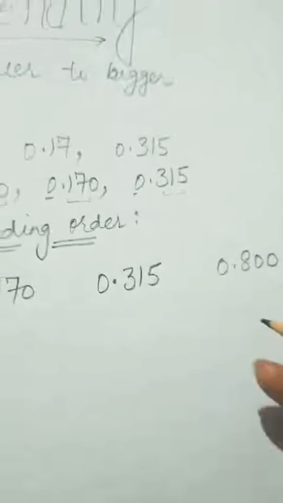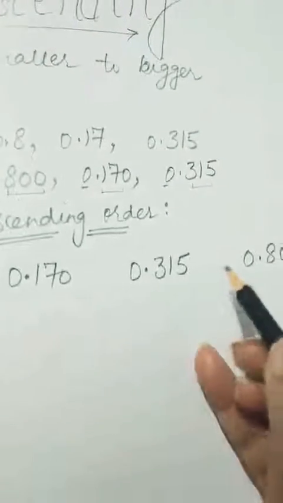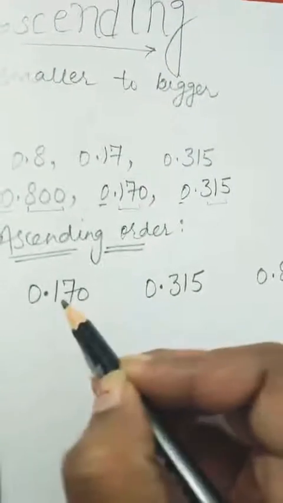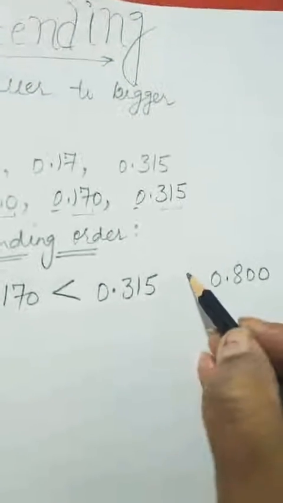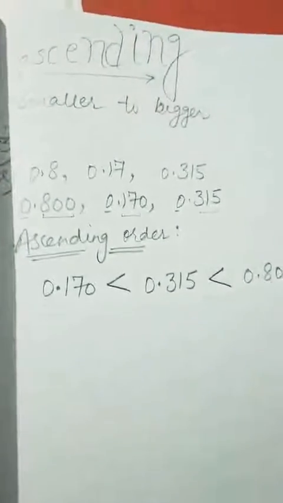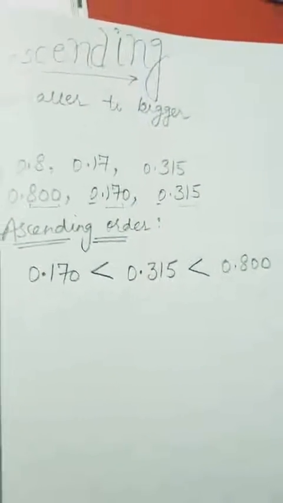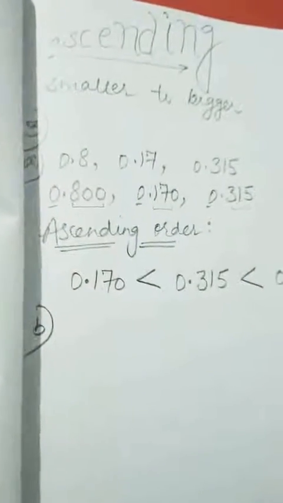this will be written. Yes friends, when you were in junior classes, then we were putting the commas, but here we have to use the symbol. This is smaller, this is bigger, so this symbol will be there, and after that this symbol will be used. In ascending order and descending order, now you have to use these types of symbols. Don't use comma.